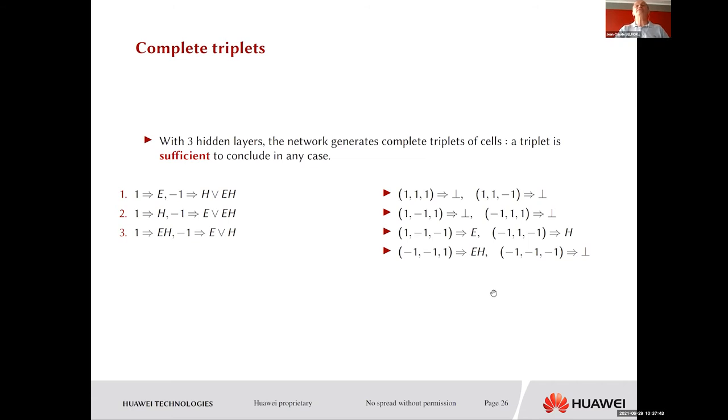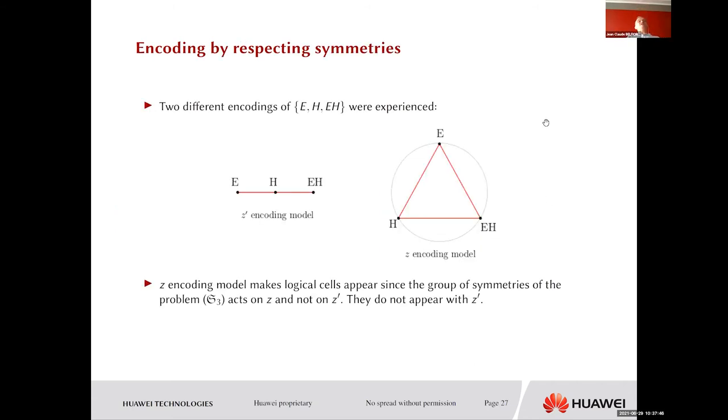And for the other configuration, we can always conclude without any ambiguity. All right. What is interesting in this experiment is that we have used two different encodings for E, H, or EH at the output. The first one, where we encoded these three activities by using just an interval, right? E was at one end of the interval, EH at the other end, and H in the middle. Okay. And the problem is that in this case, it was very hard to make logical cells appear.